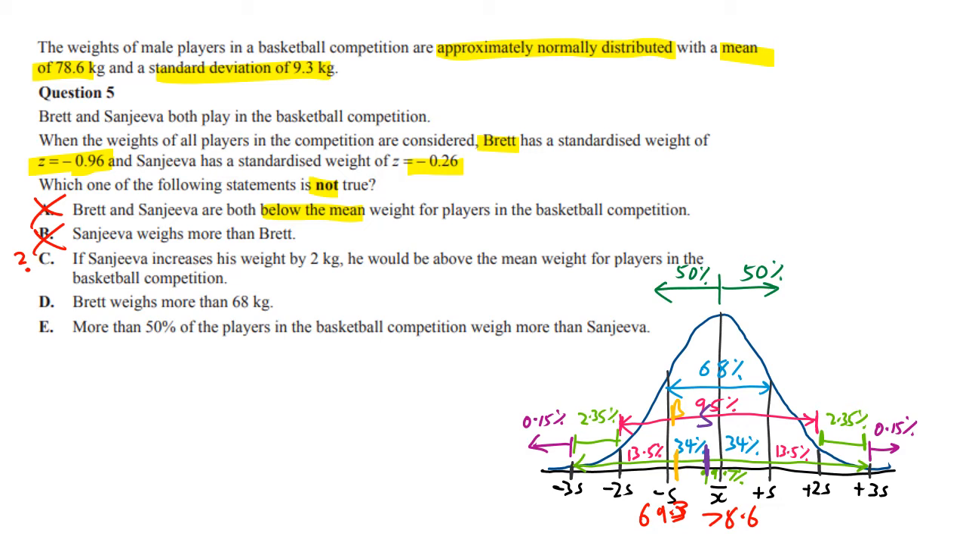So let's go to D. Brett weighs more than 68 kilos. Oh, Brett does weigh more because one standard deviation subtracted is 69.3, and he's to the right of that. So he's definitely more than 68 kilos. And E, more than 50% of the players in the basketball competition weigh more than Sanjeeva. Look, you already know that's 50%, and more than that, because there's also this little bit here. So it's definitely true that it's more than 50%. So it looks like the answer is in fact C without having to do the horrible calculation on it.